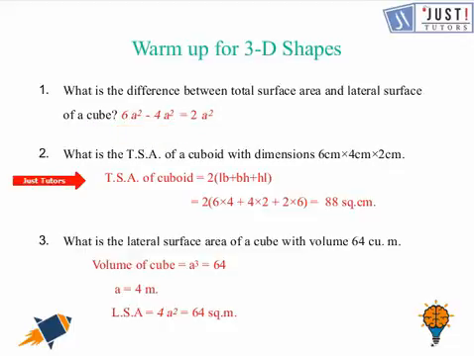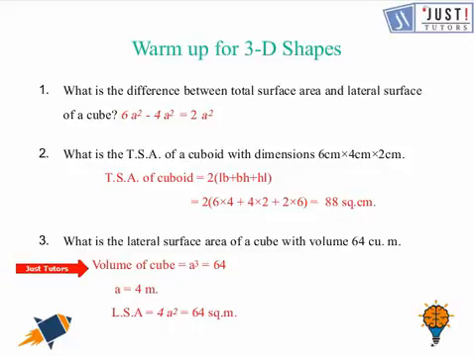In the next one, we need to find the total surface area of a cuboid, and the dimensions are given to us. So using the formula to find the total surface area, putting all the values, the answer is 88 centimeters squared. In the third one, we need to find the lateral surface area of a cube, where the volume is given to us as 64 cubic meters.